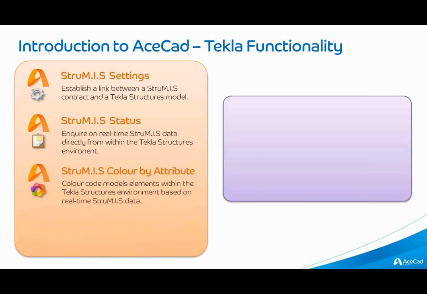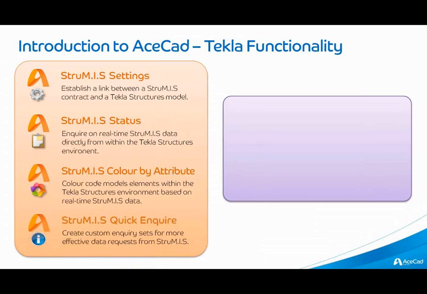We also have the STRUMIS Color by Attribute tool. Now this basically allows you to color entities within the Tekla environment according to their STRUMIS values. So again, if we just use the example of production statuses, as we move items through the production controls module in STRUMIS, we can inquire upon those statuses from within Tekla and we can color code those accordingly. So for instance, all of the items at the hole making stage would be red, all of the items at the cutting stage would be green, etc.